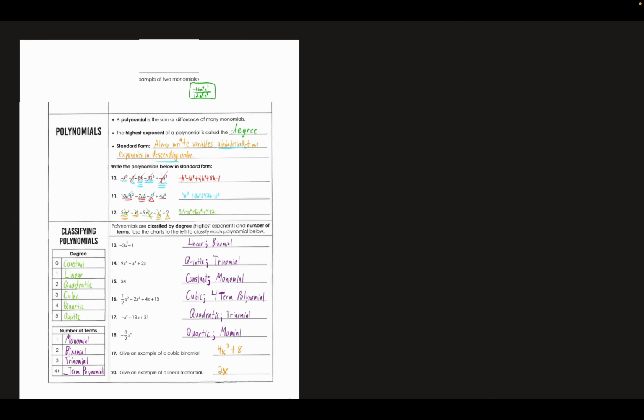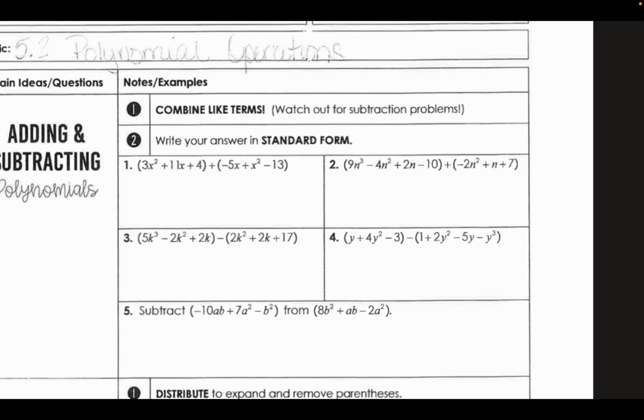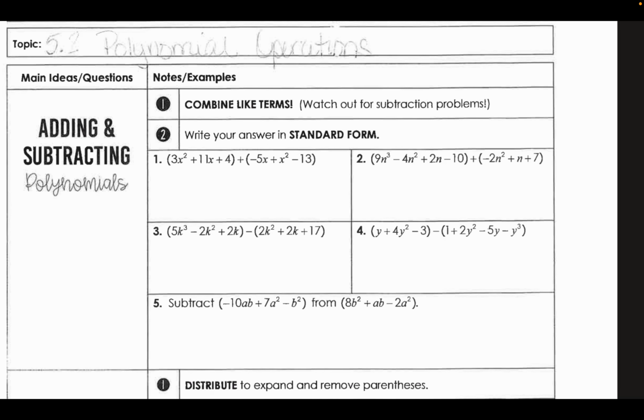Next, we're going to talk about adding and subtracting these polynomials. This is really just combining like terms. That's all it is, and then we write our answer in standard form. Some of these polynomials are in standard form already, like in this first parenthesis, while this second parenthesis is not.